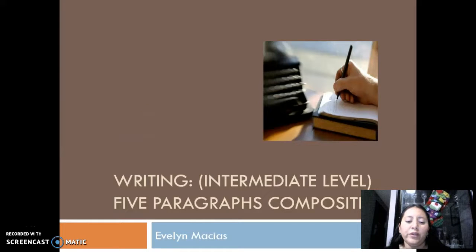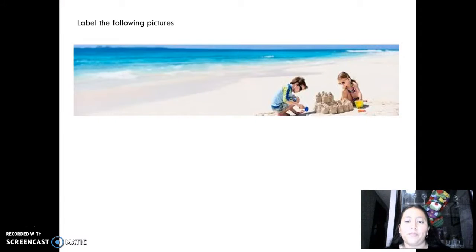Today I am going to talk about the 5 paragraph composition that is used at an intermediate level. The 5 paragraph composition is a classic format to develop a writing, but it's not the only format that can be used to develop a writing. There are other ways to develop a writing.